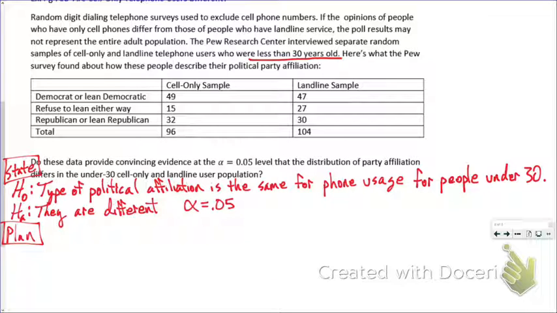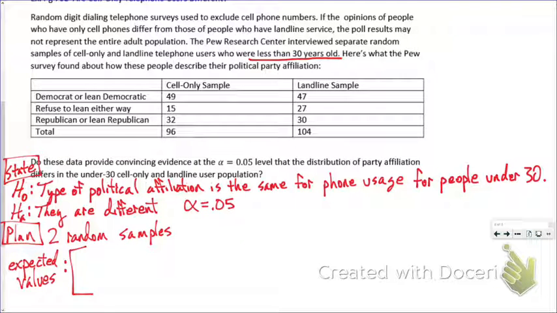For the plan step, talk about how they were randomly taken. We have 2 random samples. And we need to check the expected values. So what I typically do, since the calculator does it for us, is I write expected values and I make a matrix, because that's what we're going to have to use here in a minute to find the chi-squared value. I make an empty matrix about the size of our table that they gave us.